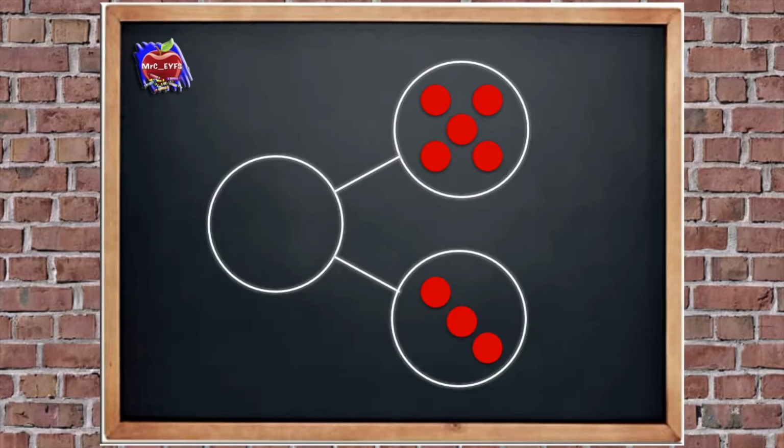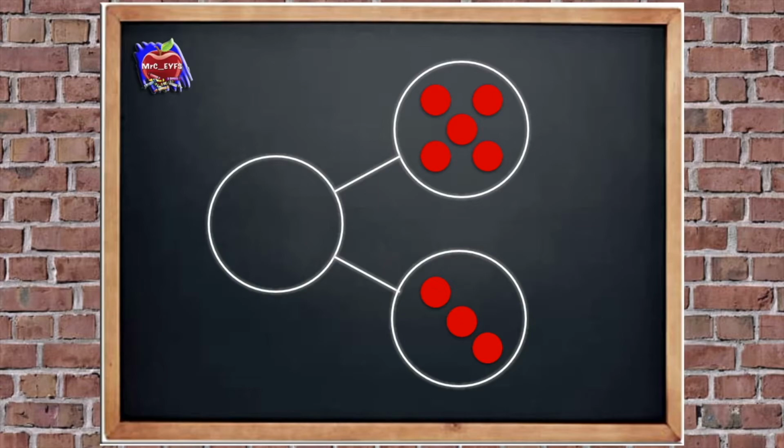Well done. Does it matter if our part whole frame is on the side like this? Do you think that matters? No, it doesn't, because we've still got our two parts and then we've got our whole and we can see the lines that attach the parts to the whole. So it doesn't matter which way up it is, as long as we can see where our whole is and we can see where our two parts are.